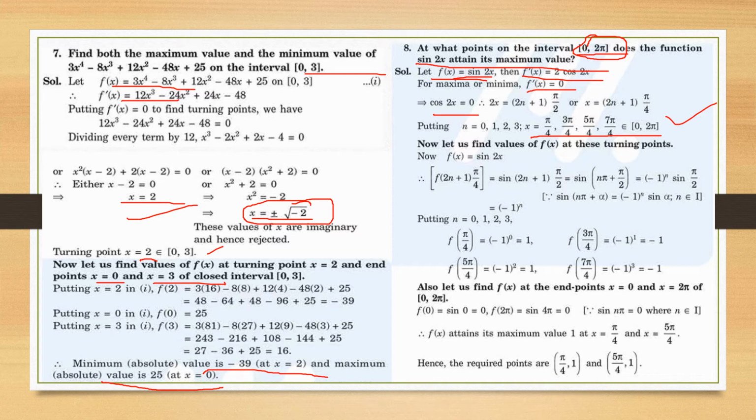Now I'll check my function at all these points. I get that this function attains the maximum value 1 at pi by 4 and at 5 pi by 4. So the required points of maximum are pi by 4 and 5 pi by 4, with value 1, as it attains the same value at both points.